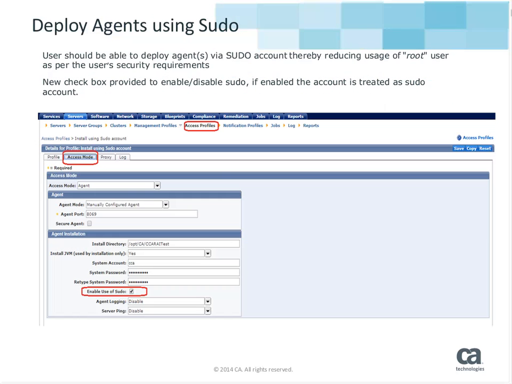So here would be the example. The user should be able to deploy the agents via Sudo account, thereby reducing the use of root, of course. Down here on the screen, you can see the checkbox, enable use of Sudo. If we're not using it, we put the appropriate credentials in there. We can navigate and discover that system, that Linux system, Solaris system, AIX, whatever, that we're utilizing Sudo to access.